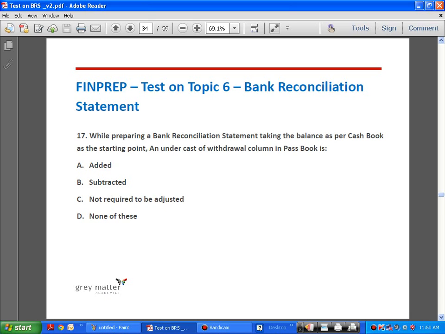Next, while preparing a BRS, taking the balance as per cash book as the starting point, an undercast of withdrawal column in passbook. Okay, so there is an undercast of withdrawal column in the passbook, means the balance as per passbook is overcast, and since we are starting with the balance as per cash book, we have to add.